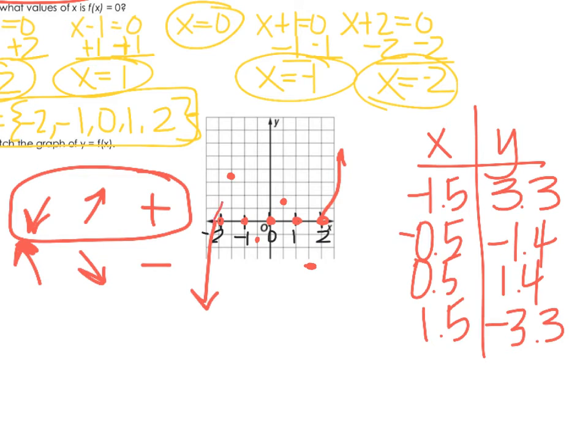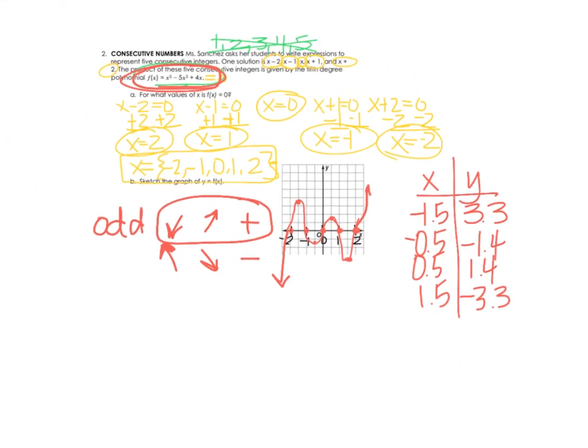So we want to continue to go up to there, down to there, up to there, down to there, and fill in our graph. All right, and that's just approximately, right? We're just getting an idea of what the graph looks like. And there we go. So now we graphed y equals f of x.